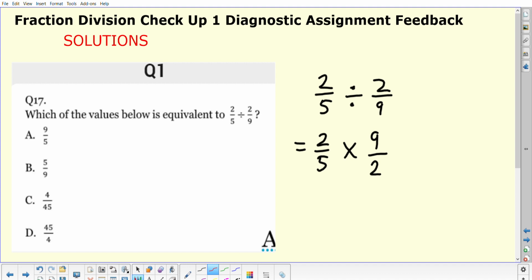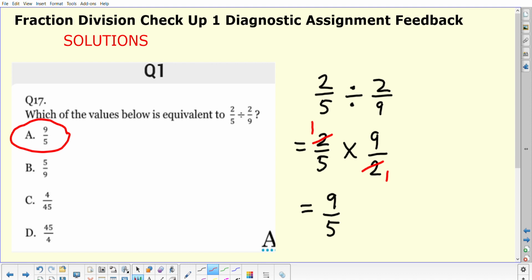So here we can see we've got two 2's that we can divide by 2 top and bottom. 2 into 2 is 1, 2 into 2 is 1. No other cancelling to do, no other simplifying, so we're then left with doing 1 times 9, which is 9, and 5 times 1 on the bottom would give you the answer of 9/5. If you check on the answer sheet, you will see that that is answer A.